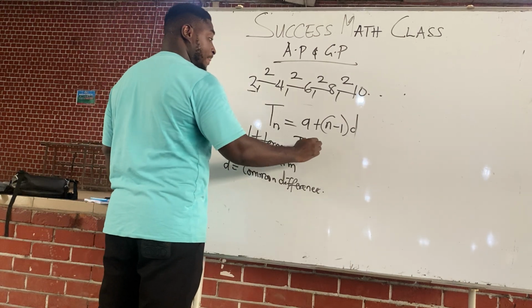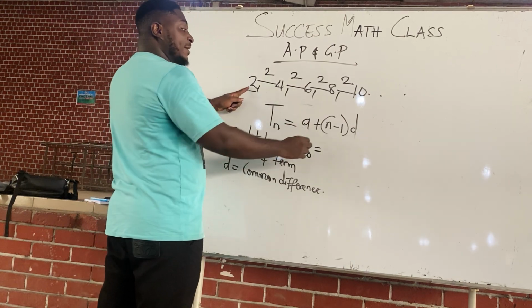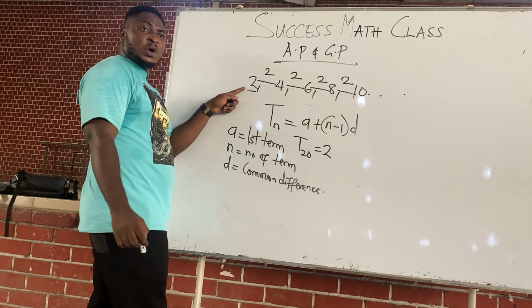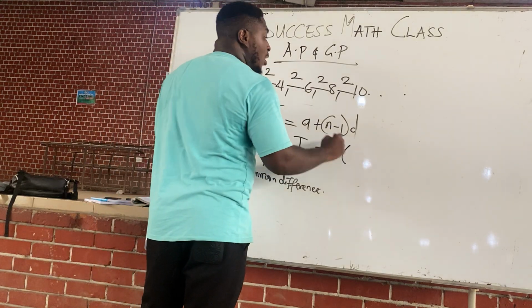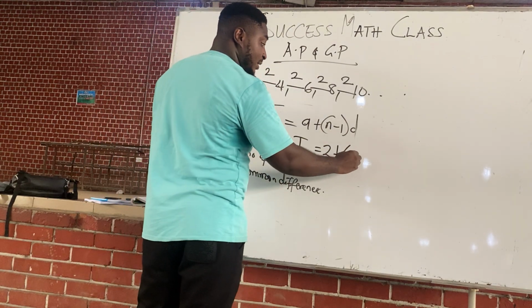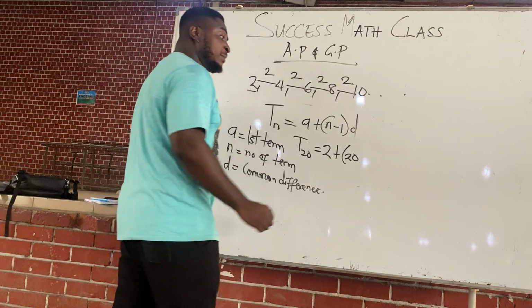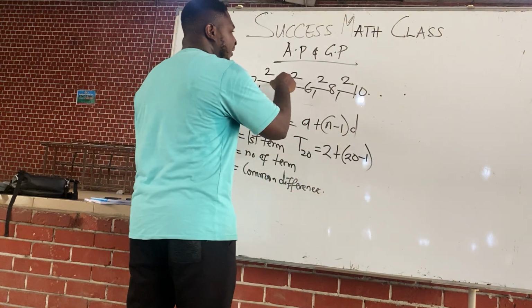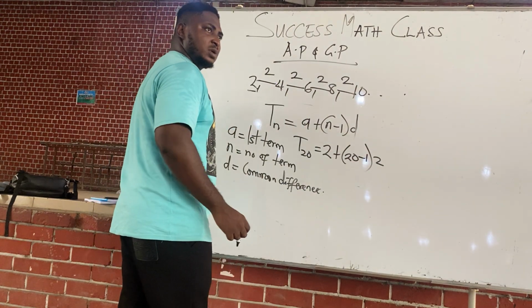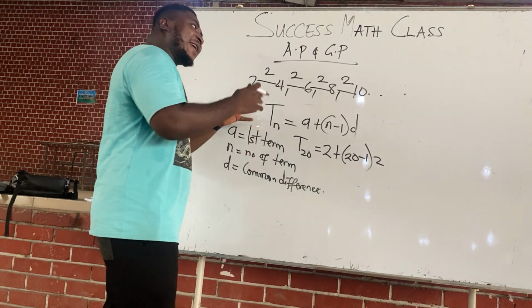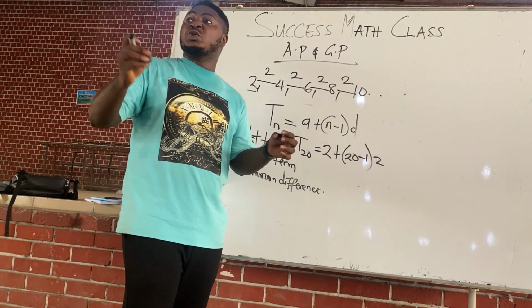T20 equals A, the first term, 2, plus N. What number of term are you looking for? 20, right? 20 minus 1. What is the common difference? 2. That's what this formula does for you. Instead of adding till you get the 20th term, this formula can give you the 20th.